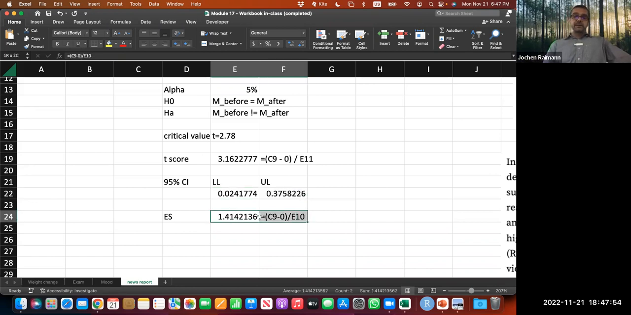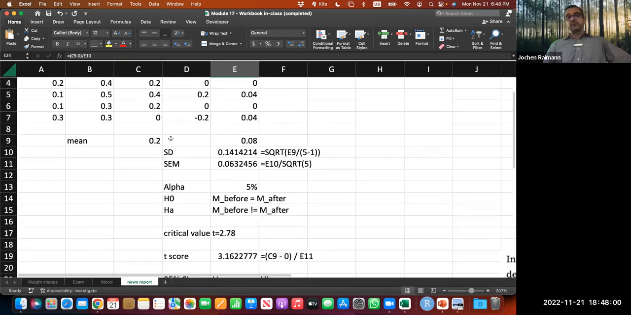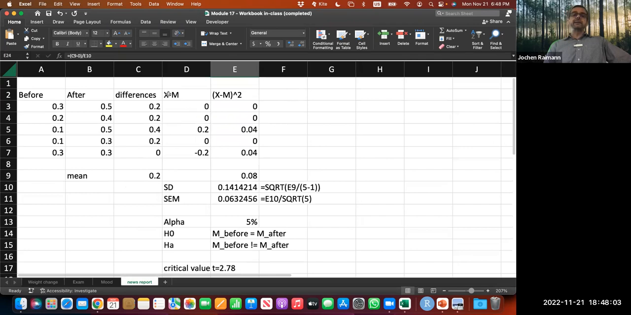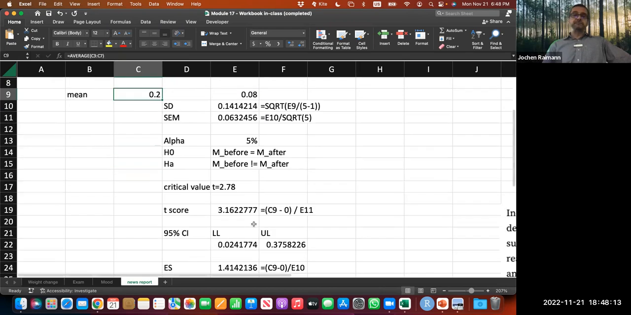So what we see here is a considerably large effect size, which was surprising because the numerical value is small, but the effect size gives you an estimate independent of the variability. And for relatively small differences, this mean difference was actually considerably large.